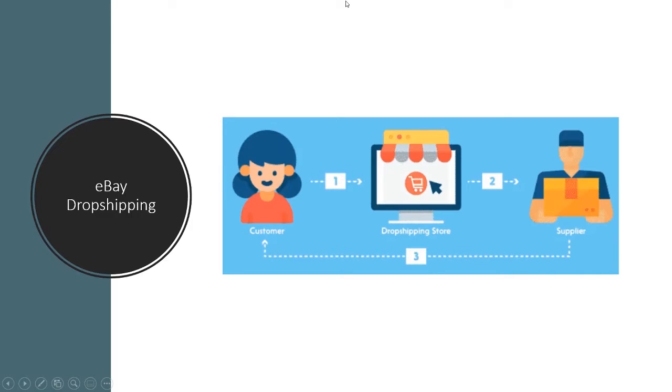Okay, so eBay dropshipping. Now, this one was popular a few years ago. Still is, popular to a certain degree. Now, what dropshipping basically is, it means you're facilitating the sale for a markup in price. What do I mean by that?